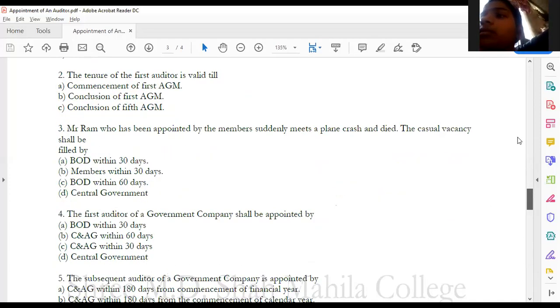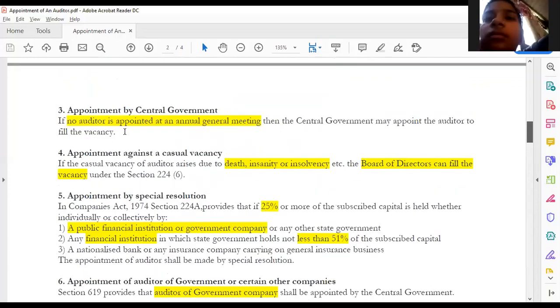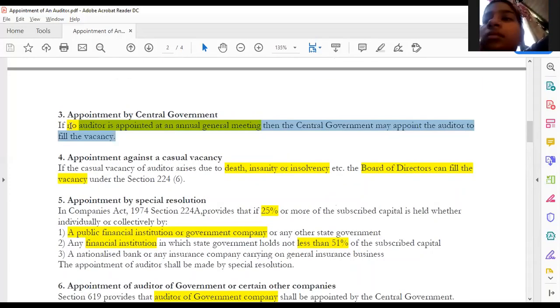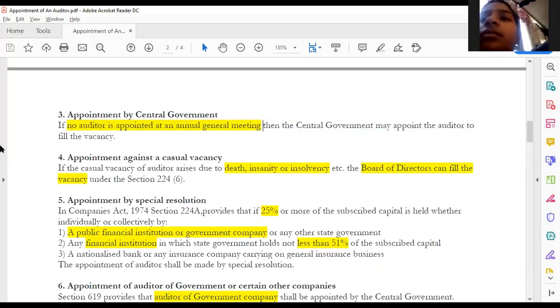I'll relate this to the point that we studied. If the auditor is not appointed at the general meeting, then the central government may appoint. Can you all read point number 3? Are you understanding? Okay, let's go ahead.